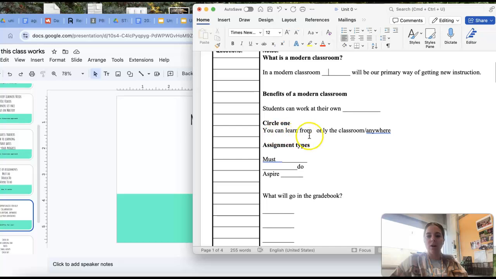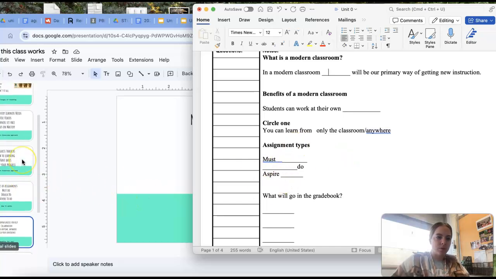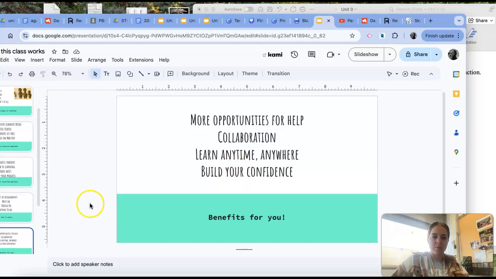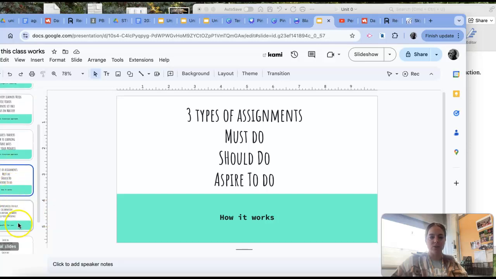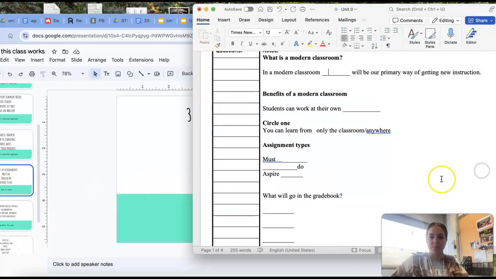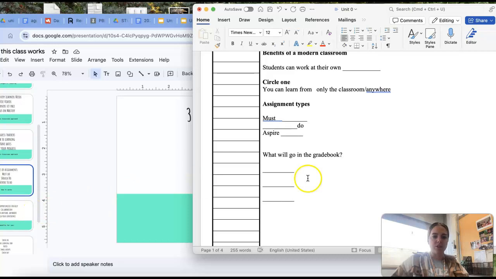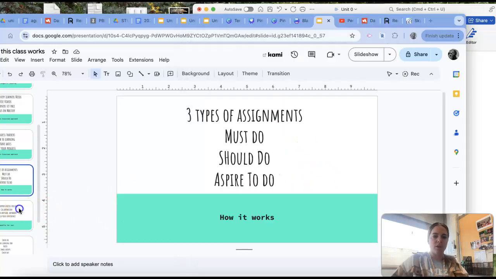And I think I've covered this one too. You can learn from, would you circle only the classroom or would you circle anywhere? Which one is the correct answer? All right, it should be anywhere. And then assignment types, which you'll go over in another one, but your assignment types are must do, should do, and aspire to do lessons. So you're getting used to some of the language we're going to use in here. All right, and then I've got just a little bit more. See if you can figure out what will go in the grade book for you.